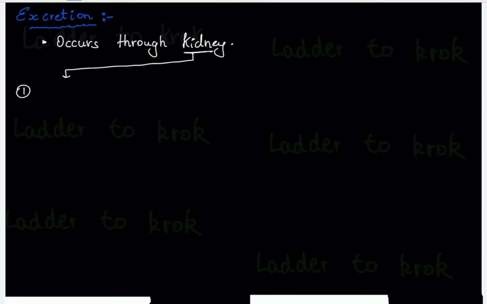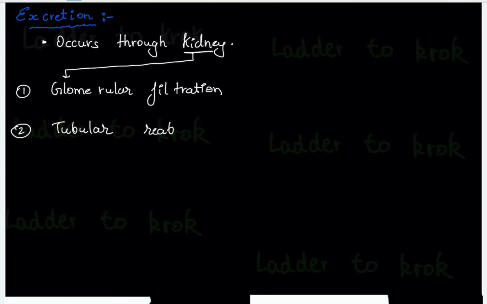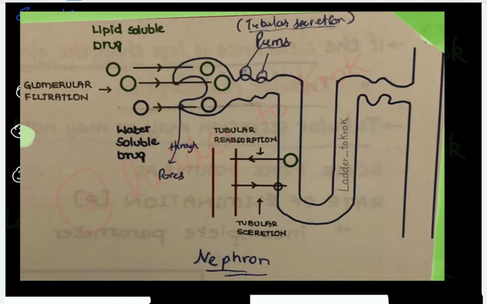In the kidney there are three processes: glomerular filtration, second tubular reabsorption, and the third tubular secretion. In the Bowman's capsule, the blood comes through the afferent arteriole and is filtered out here, in glomerular filtration. Then what happens after that filtration? In tubular reabsorption, there are no pores present.